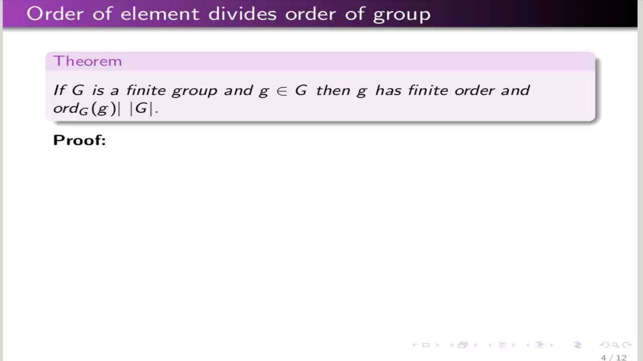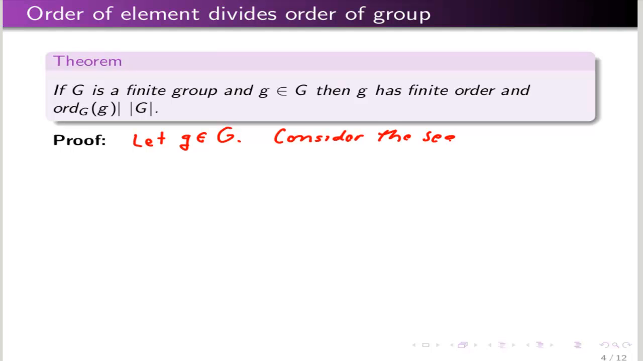Now it follows from Lagrange's theorem that we get the following. If G is a finite group, little g is an element of G, then little g has finite order, and its order is a divisor of the group order. Okay, so first of all, why does g have finite order? And we'll just consider the sequence.